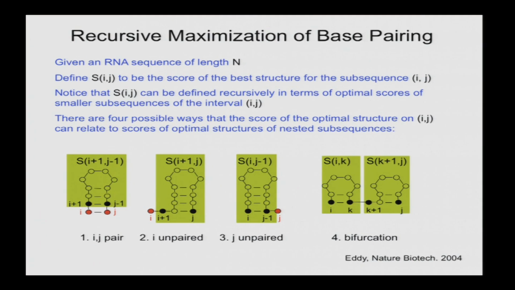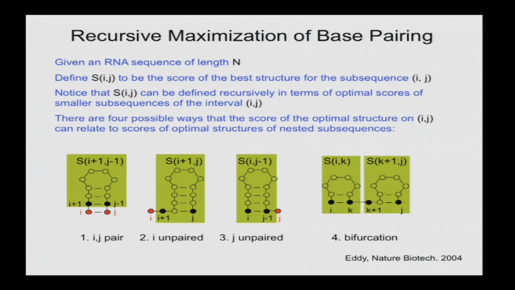And the second key idea is that as you add more bases on the outside of what you've already got, the optimal structure in that larger portion of sequence space is related to the optimal structures of smaller portions of it in one of 4 different ways. And these are the 4 ways. Okay, so let's look at these.